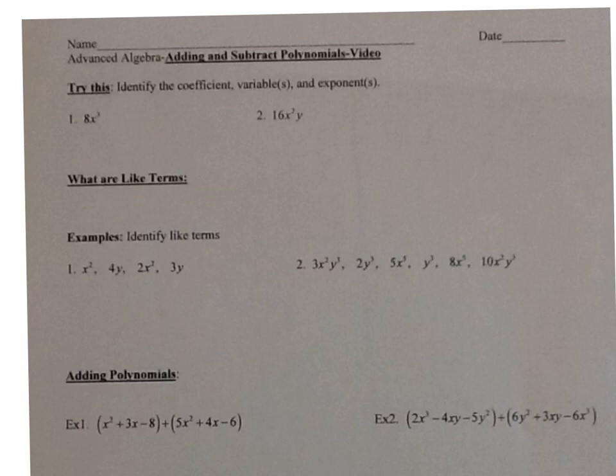Okay, so for number one, which says 8x to the third power. So the coefficient, remember, is the number that's in front of the variable. So for number one, 8 is the coefficient. The variable is your letter. So in this case, x, I'm just going to underline it here, x is your variable. And the 3, right up here, is your exponent.